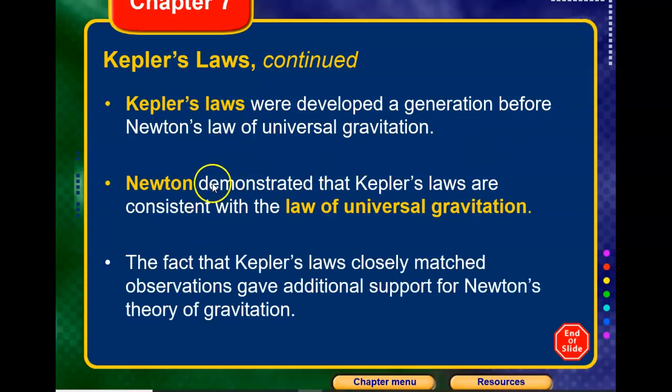Okay, Kepler's laws were developed before Newton's law of universal gravitation. Think of Newton's law of universal gravitation. It says every object is gravitationally attracted to everything else. Kepler created his laws before Newton created his.